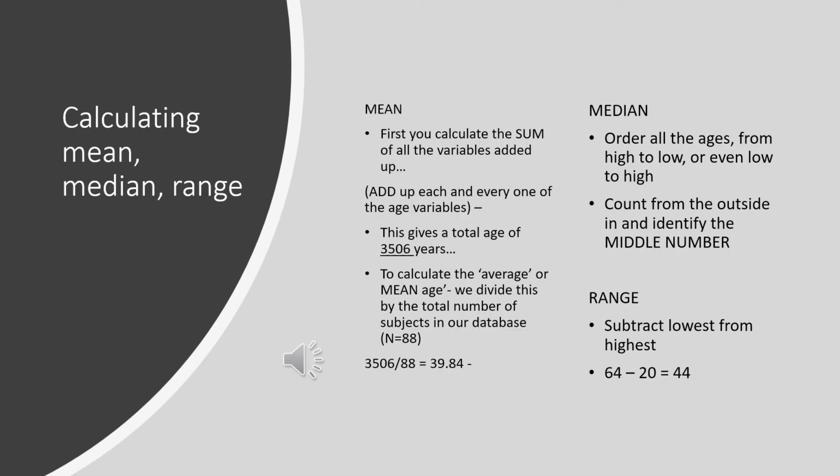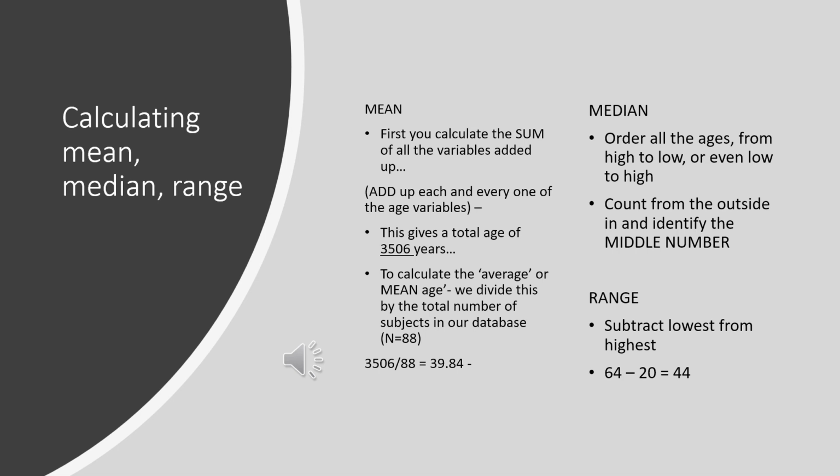So in this slide, what I'm going to try and do is talk to you about calculating the mean, median and range, in a little bit more detail. So to calculate the mean, what we're going to do is we're going to add up all of the variables in that one thing. So we're going to add up every single age of all of the students that are in our cohort. We have 88 students, so that's adding up all 88 ages. Adding up all of those 88 ages gives us a sum total of 3,506 years. So we know our classroom is 3,506 years old.